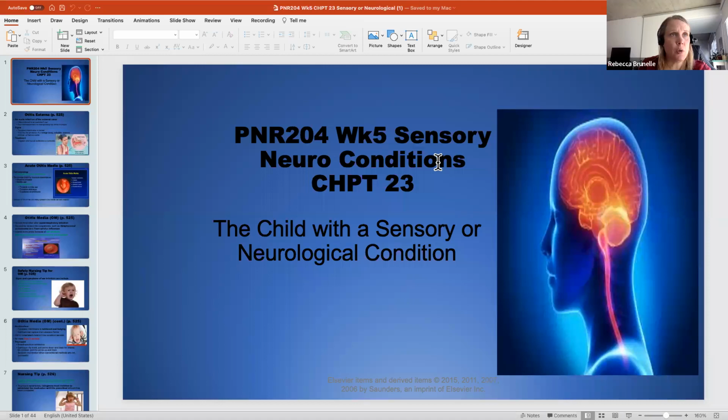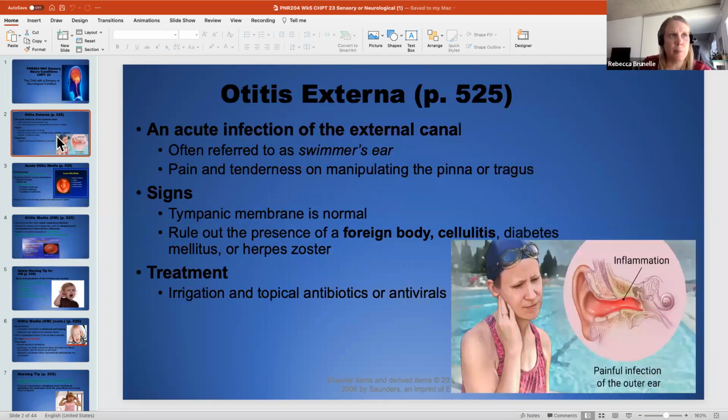Okay, so I'm going to start with chapter 23, the sensory neuro conditions. So this is the PowerPoint. I did send them to you. If for some reason you weren't able to open them, or if you had any problems, please let me know and I can resend them. So in this chapter, we talk about the eyes, the ears, and we also talk about the brain.